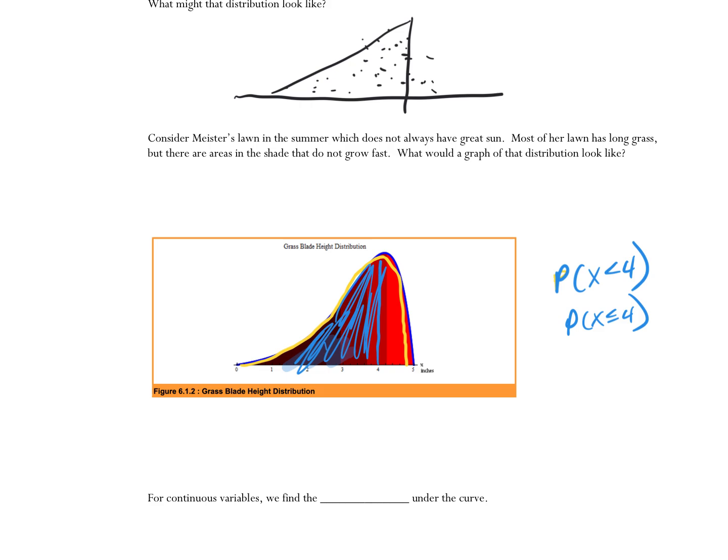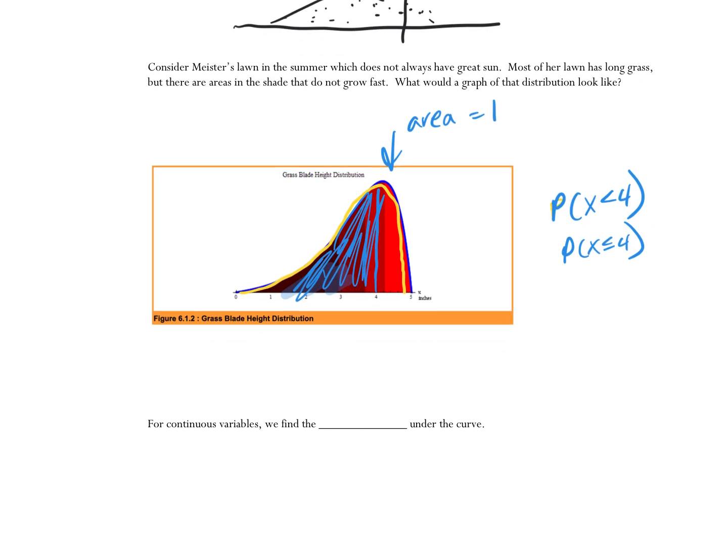Is everybody okay? Now, this graph represents 100% of my grass. This is a special graph we call a density curve, and the area underneath it is always 1. 100% of the grass is going to fit on whatever picture I have of my distribution. Is everybody good? With discrete variables, we're adding up probabilities. With continuous variables, we find area, the area underneath the graph.